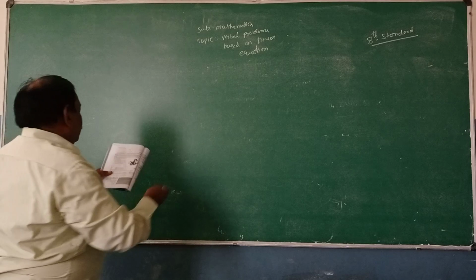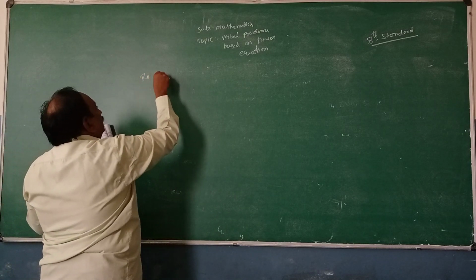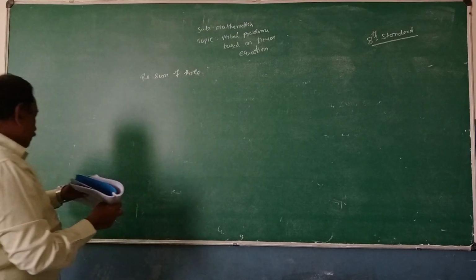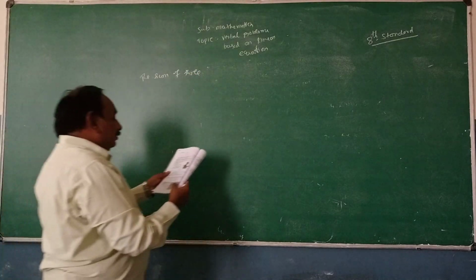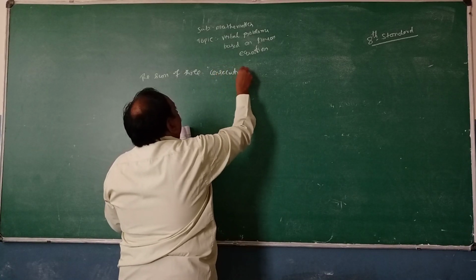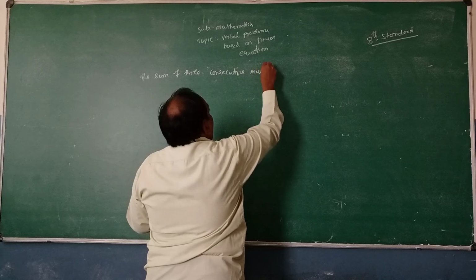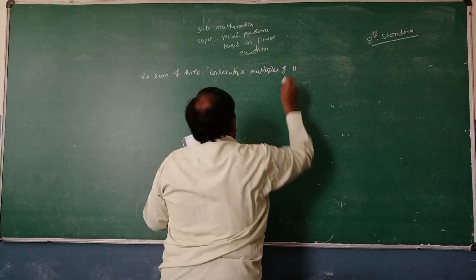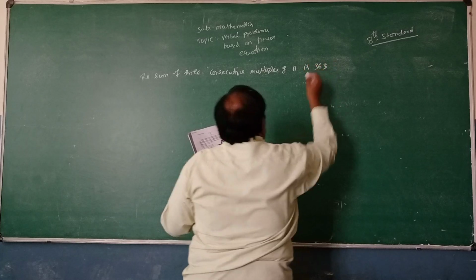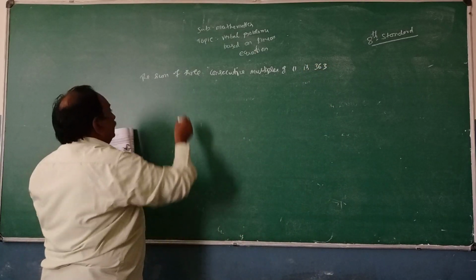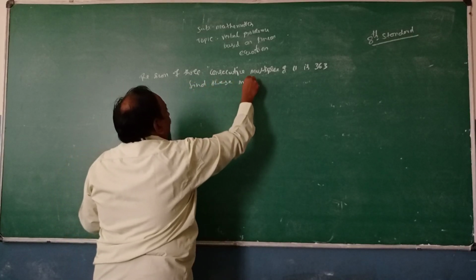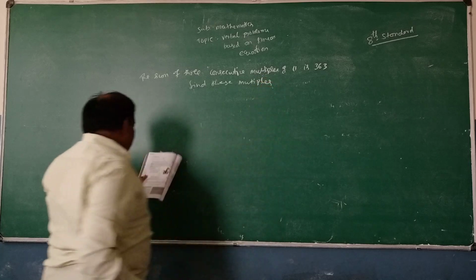The sum of 3 consecutive multiples of 11 is 363. Find these multiples. Multiples, ಗುಣಕಗಳು in Kannada.